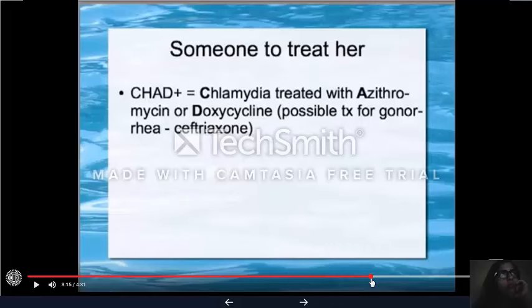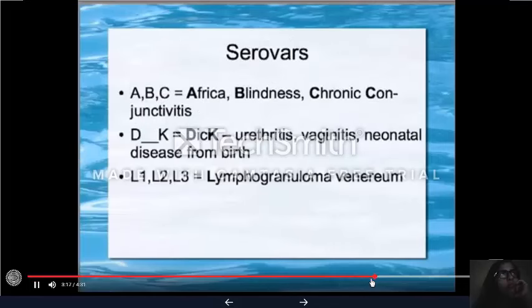Then finally you have L1, L2, and L3 causing lymphogranuloma venereum, which is a sexually transmitted infection of lymphatics, often leading to swollen, tender lymph nodes.